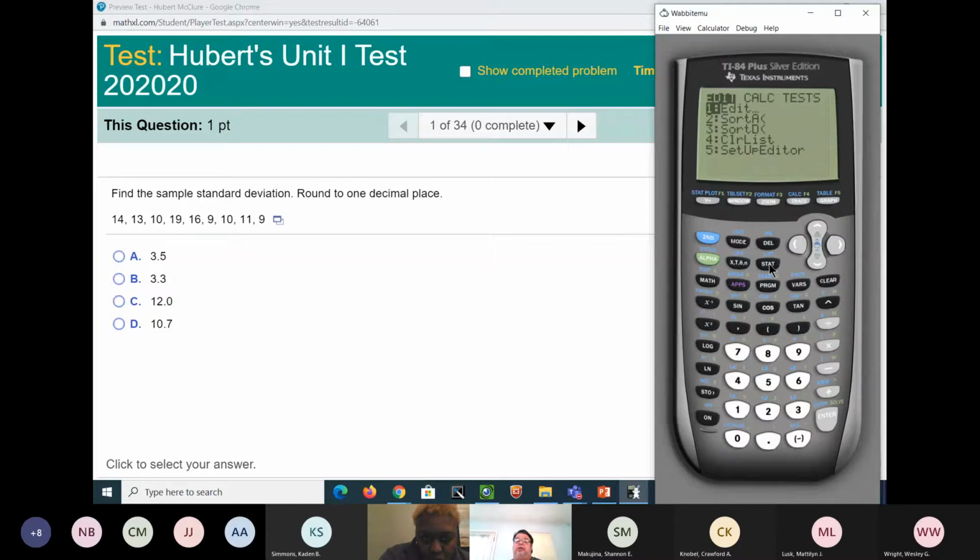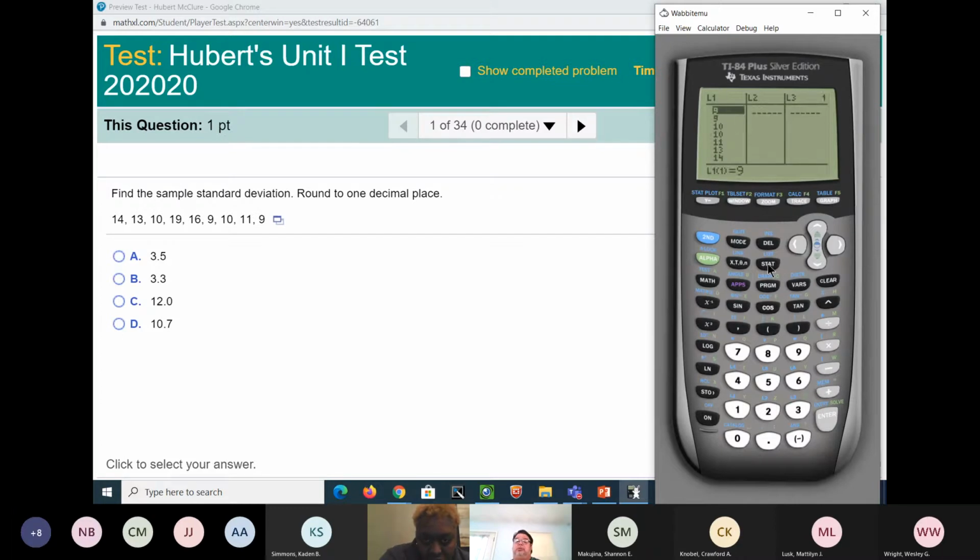And now I hit stat, sort A, which is ascending order. Hit second, L1, which is above the 1. Look above the 1, you'll see the L1. It's in blue, so that means hit the blue button. And done. Let's check it. Stat, edit, and they are in order.